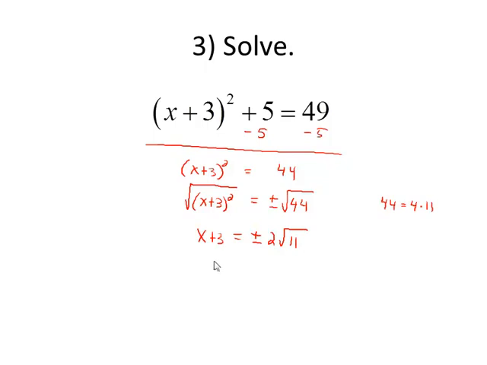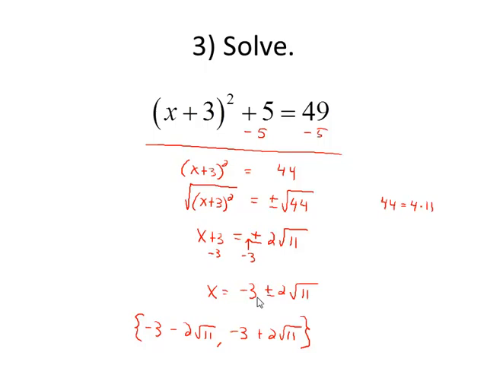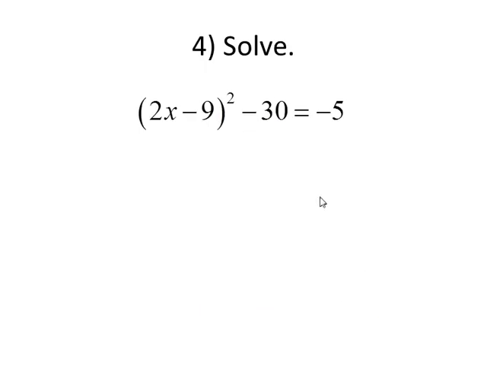And I'm going to finish by subtracting 3 from both sides. When I subtract 3, I'm going to write that negative 3 in front of the plus or minus sign. So I'm left with negative 3 plus or minus 2 square root 11. My two solutions are negative 3 minus 2 root 11 and negative 3 plus 2 root 11. If the radical had disappeared, I would find my two solutions by starting with negative 3 and adding whichever number was here, and then taking negative 3 and subtracting whatever number was there. I'll show you that process here.